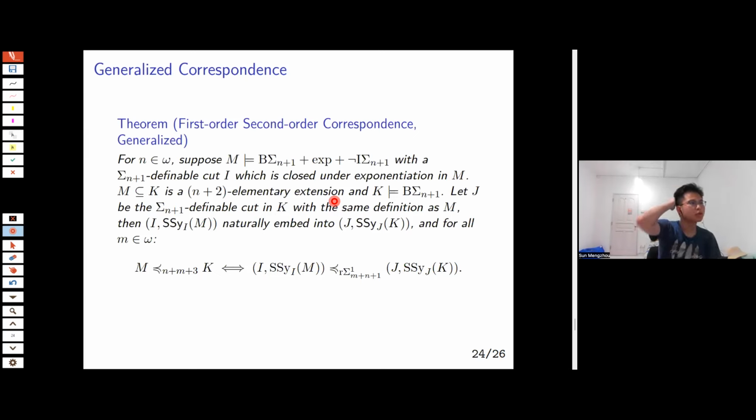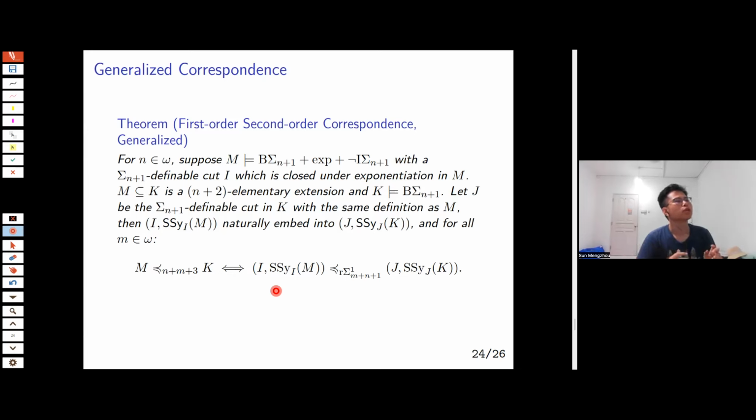And next, I want to say the generalized version. So we can replace BΣ1 by arbitrary BΣ_{n+1}. And also the cut omega, we can replace it by any Σ_{n+1} dividable cut. But here we need to close down the exponentiation due to some technical reason. And we have the same corresponding theorem.